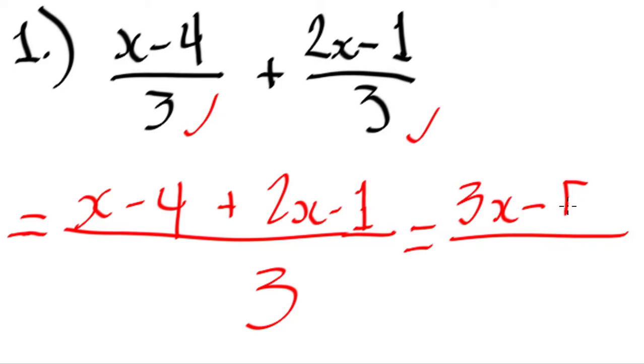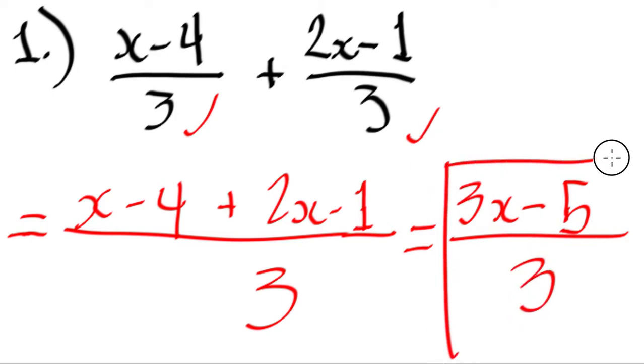So recall the rules in adding and subtracting integers. We will surely still use them even in this lesson. So 3x minus 5 all over 3, and that will be our answer for number 1. That's our answer for number 1: 3x minus 5 all over 3. I hope you got the same answer also.